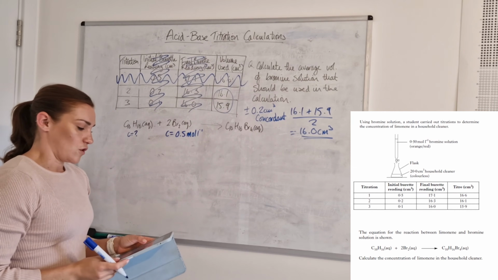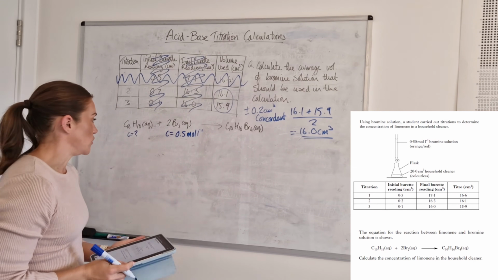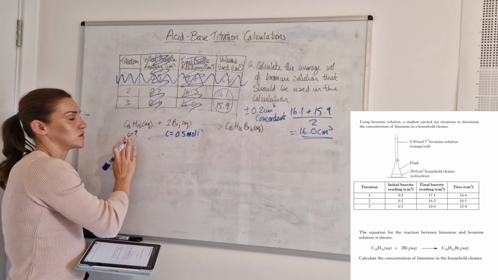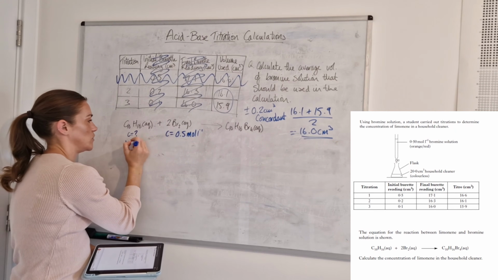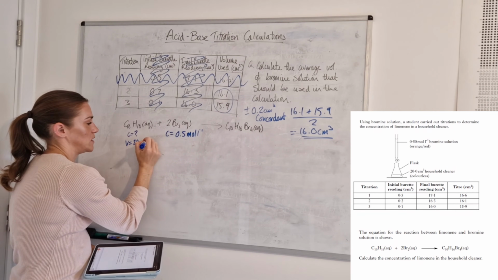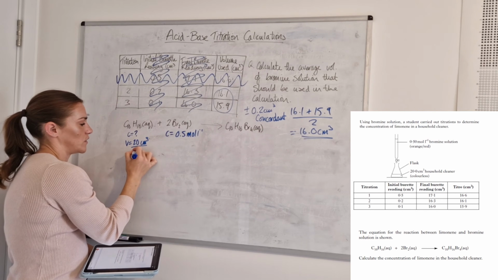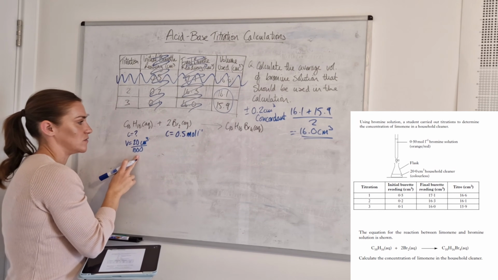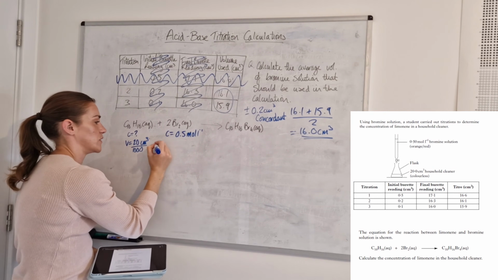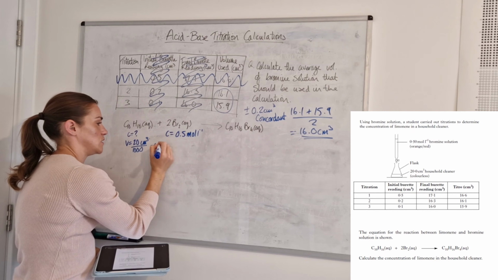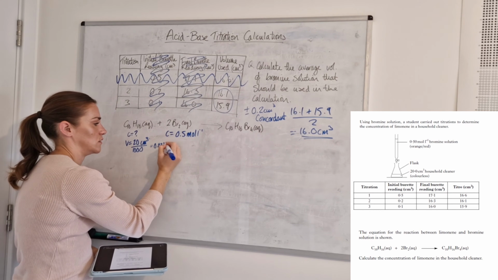We're then also given a volume in the picture, which is the volume of the household cleaner. So that's what the limonene's in. That would be our volume for that, 20 centimetres cubed. But we always need to convert our volumes into litres. So we need to divide them by 1,000, which would give us 0.02 litres.